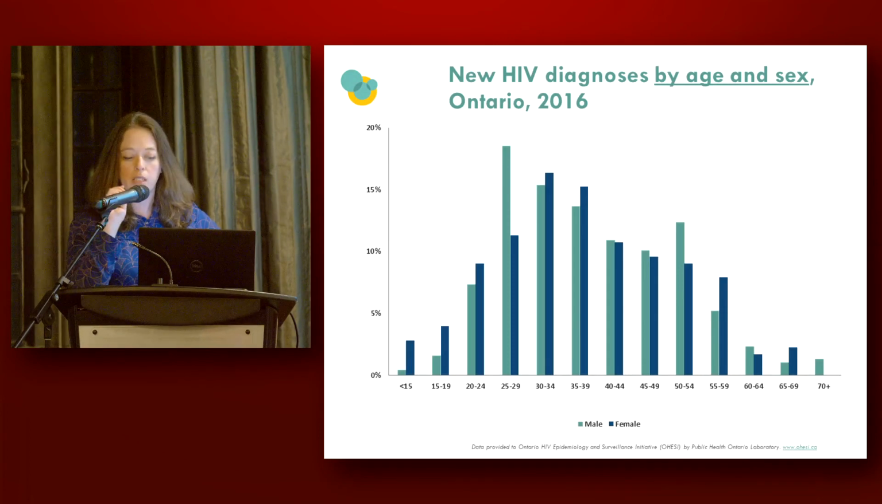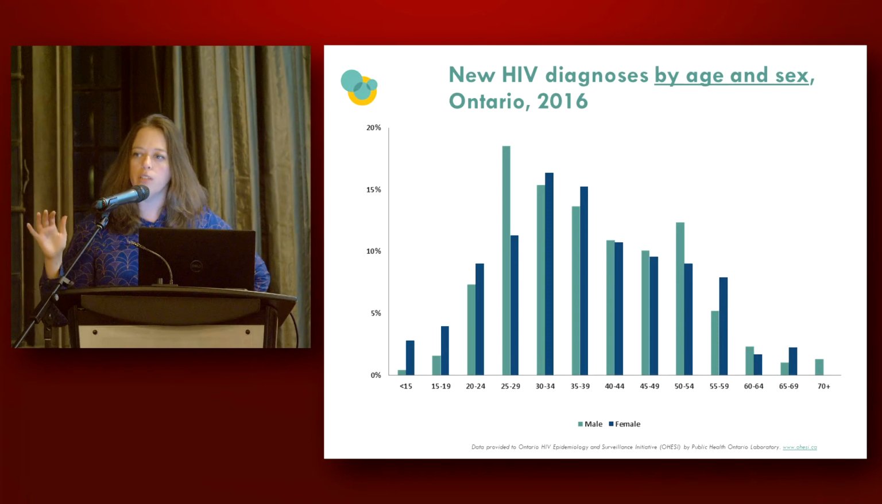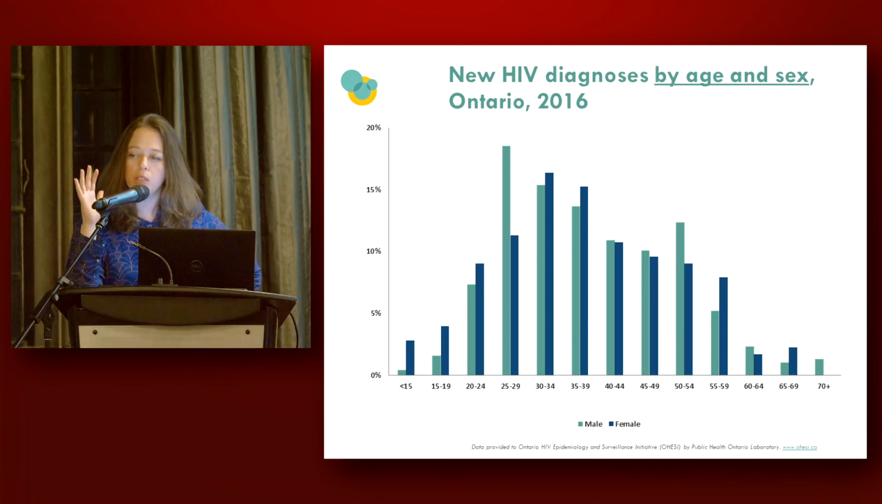So many of you have seen this slide before, and I think it's something that's well known in the sector, where we look at new diagnoses by age and sex. The light blue bars are looking at males only, and the dark blue bars are looking at females only. We see that it has a different looking distribution. For females, that distribution looks kind of like a bell curve, with the peak in middle age between 30 and 39. Whereas for males, you see two peaks. You see a peak at 25 to 29 and another peak later at 50 to 59.